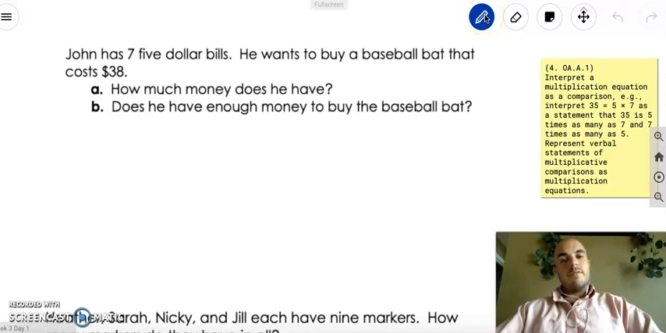So let's read our objective for the next 2 days. Our objective is to interpret a multiplication equation as a comparison. As an example, interpret that 35 is equivalent to 5 times 7, and as a statement that 35 is 5 times as many as 7 and 7 times as many as 5. So represent verbal statements of multiplicative comparisons as multiplication equations.